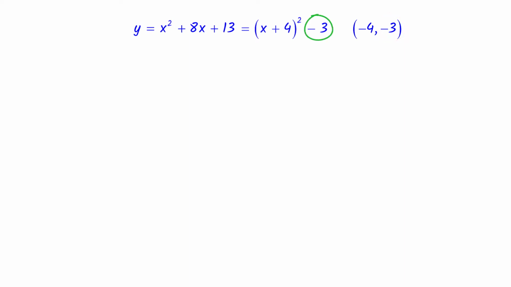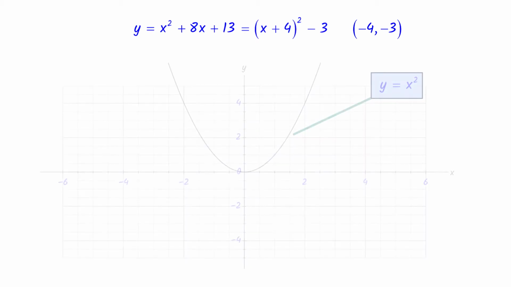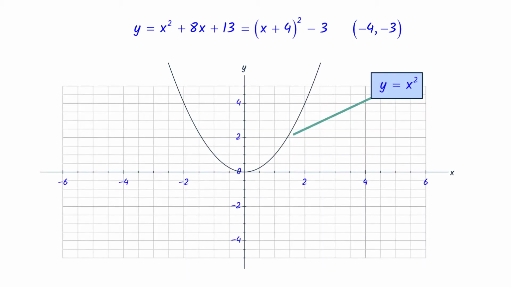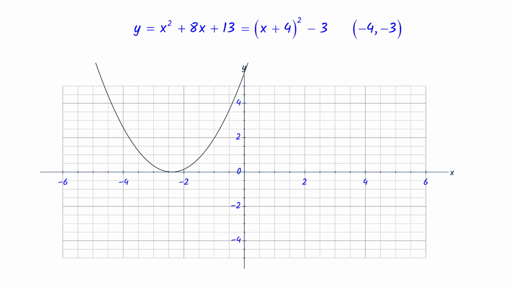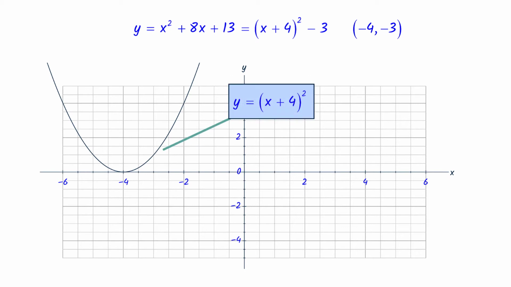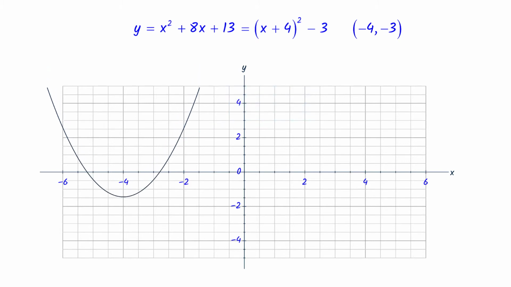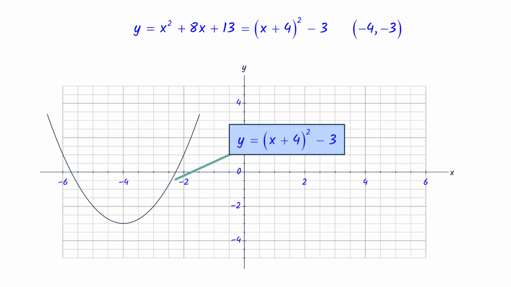To see this graphically, let's look at the equation y is equal to x squared. If we add 4 to the x inside the bracket, this moves the graph 4 units to the left in the x direction, which is actually counterintuitive to what you might have thought. If we then subtract 3 outside of the bracket, the graph moves 3 units down in the y direction. And as you can see, the turning point is (minus 4, minus 3).